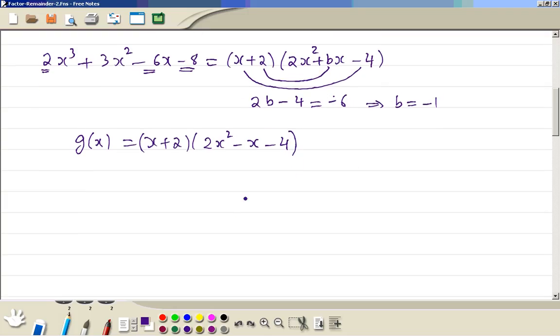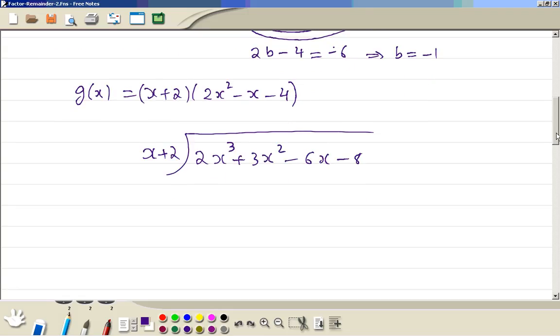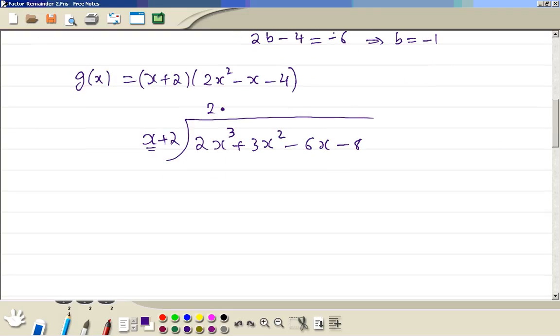Or we could do this by long division. So write 2x cubed then plus 3x squared minus 6x minus 8 divided by x plus 2. So we need to multiply this term by 2x squared. So we get 2x cubed here. Then 2x squared times 2 is 4x squared. Now subtract the bottom row from the top. So we get minus x squared. Bring this term down. Now we need to multiply this x by minus x.